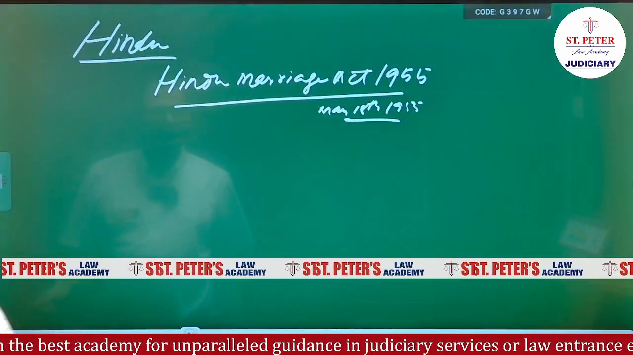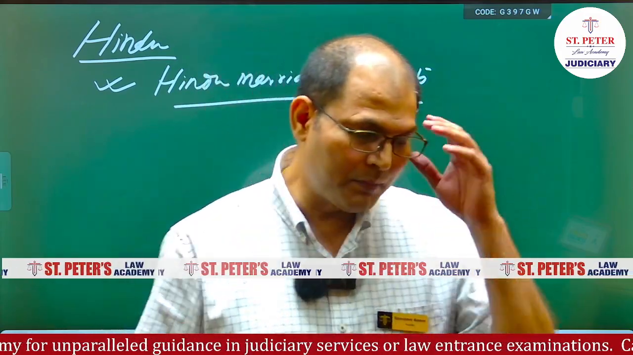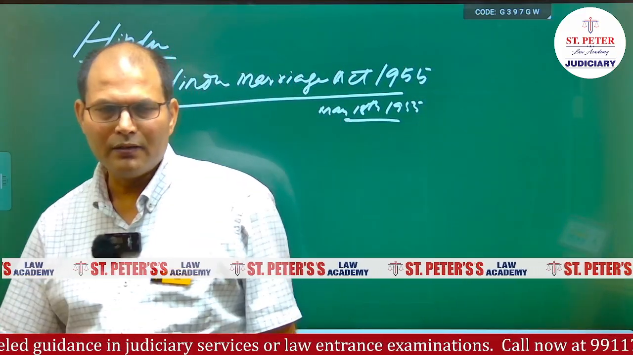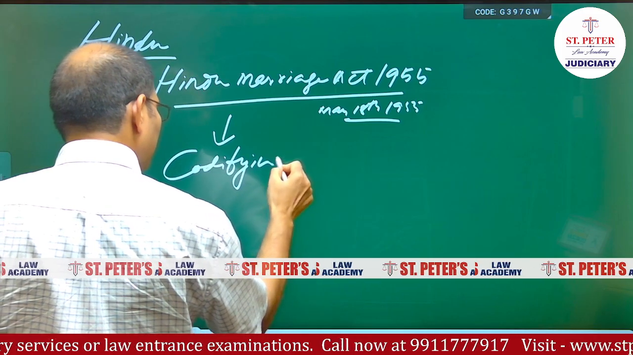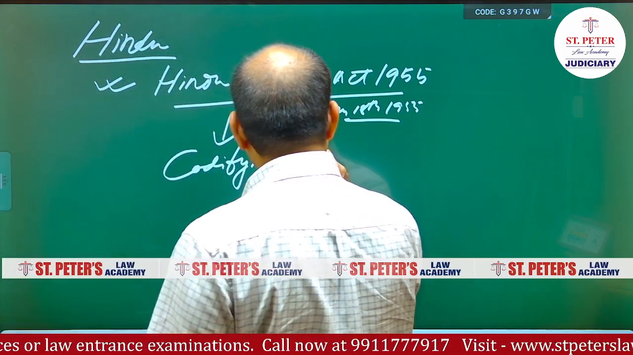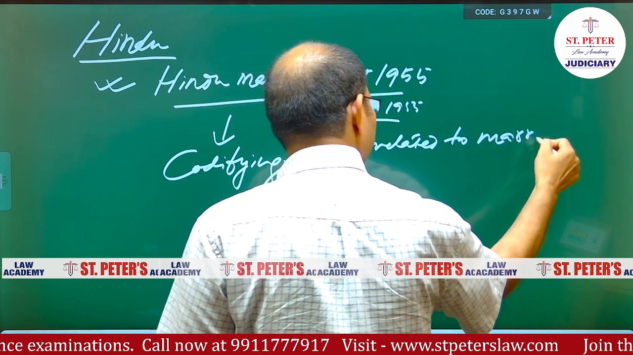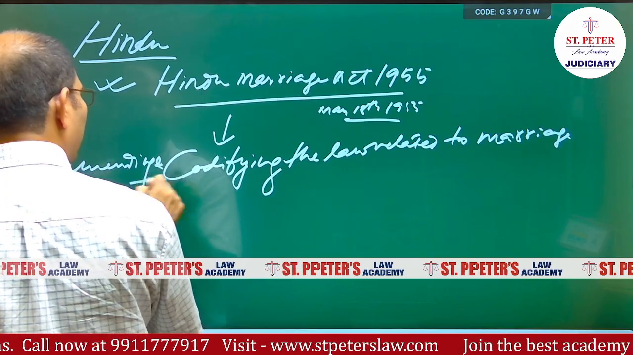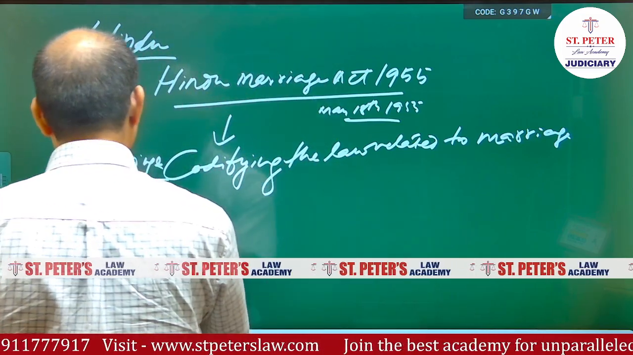So here you can see clearly that the Hindu Marriage Act 1955 was enacted by the Parliament of India, and it came into effect from May 18th, 1955 after having received the assent of the President. Now this law is for the purpose of amending and codifying the law related to marriage among Hindus. The long title of the act says that this law is for the purpose of amending and codifying the law related to marriage among Hindus.